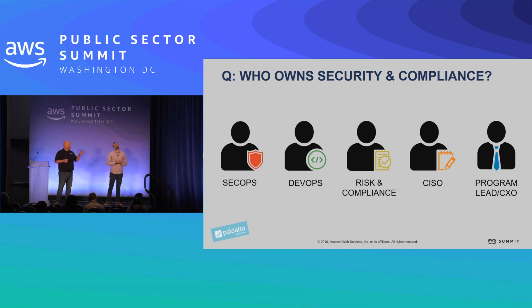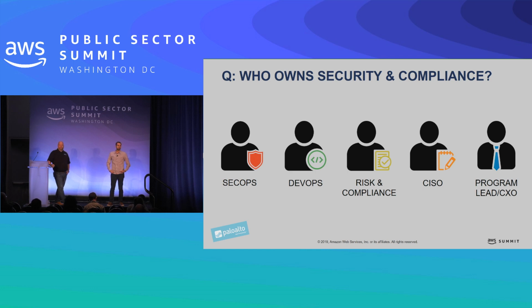So taking a look at this list of people in your organization, who owns security and compliance? How many people feel that the CISO owns that responsibility? How about the SecOps team? No? Risk and compliance? Yeah. So the fact of the matter is everybody's responsible for security and compliance. It really doesn't matter who you are in an organization. Everybody has some sort of responsibility, down to anybody with access to your network or a device on your network.